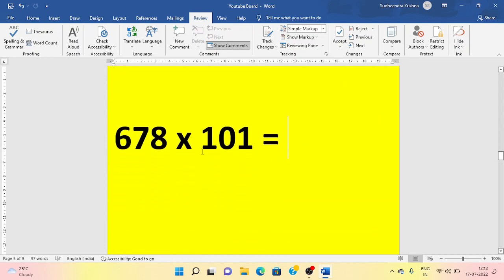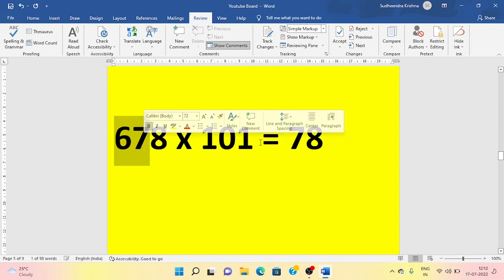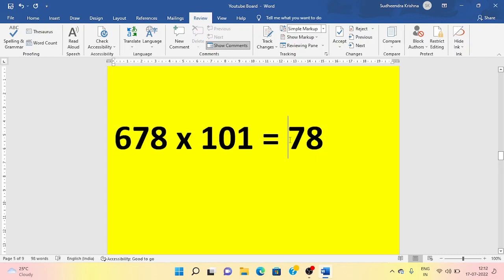678 into 101. To get the right portion of the answer, put this 78 as it is. So we got the right portion of the answer. To get the left portion of the answer, put this 67 as it is. So you got the left portion of the answer and the right portion of the answer.